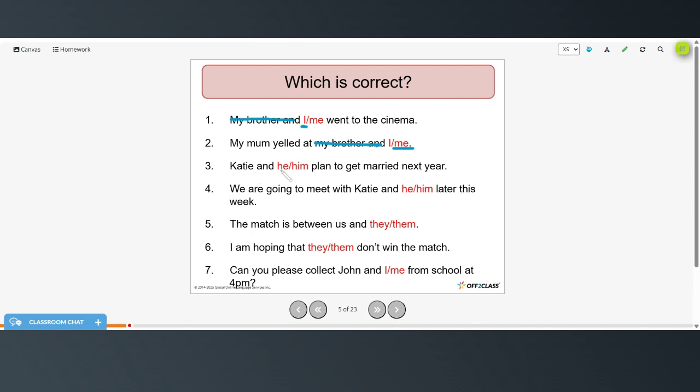Katie and he plan to get married next year. So again, if you take out Katie, it would be he plans to get married next year, not him plans to get married. We are going to meet Katie and him later this week. Again, we are going to meet him, not he, later this week.